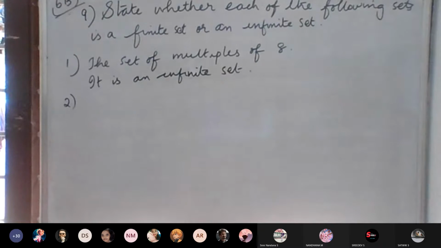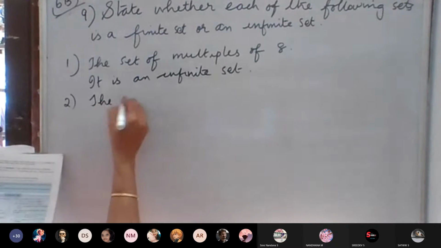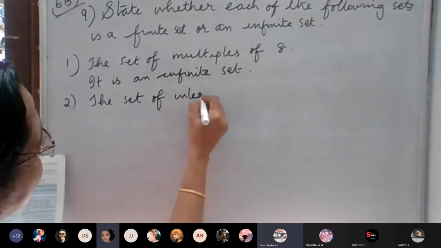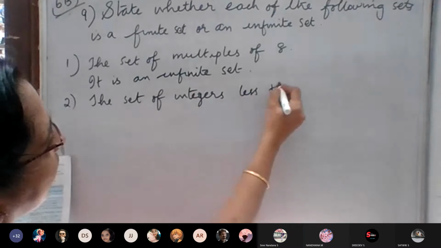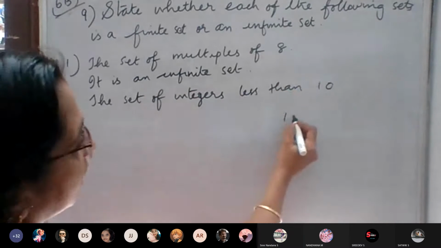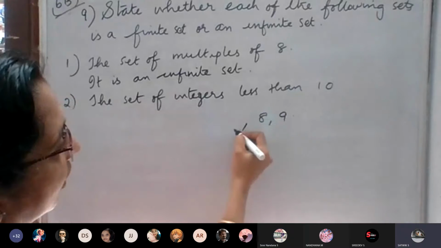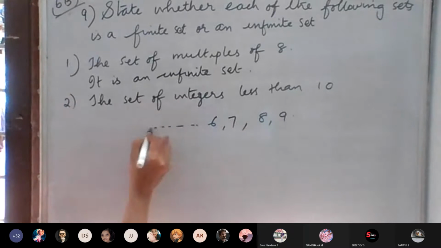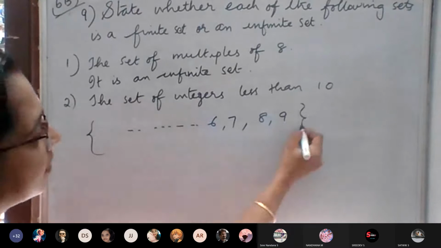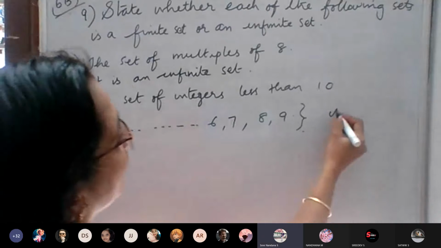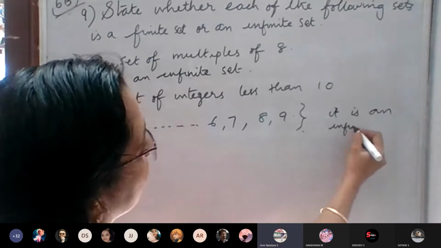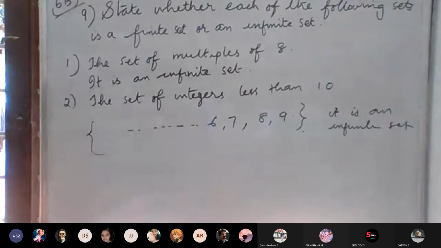Second question: the set of integers less than 10. Infinite set. Less than 10 means 9, 8, 7, 6, 5, and so on. It will not end. It will go on. It is an infinite set.